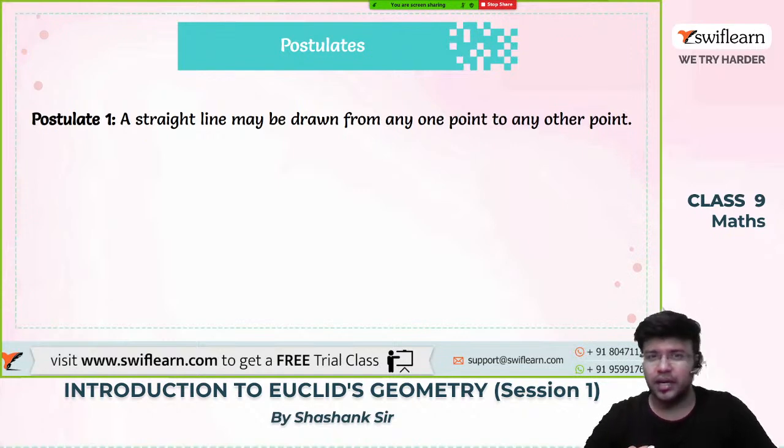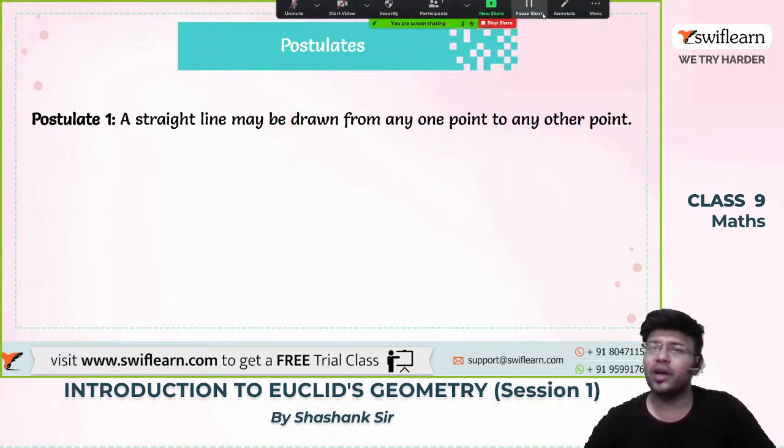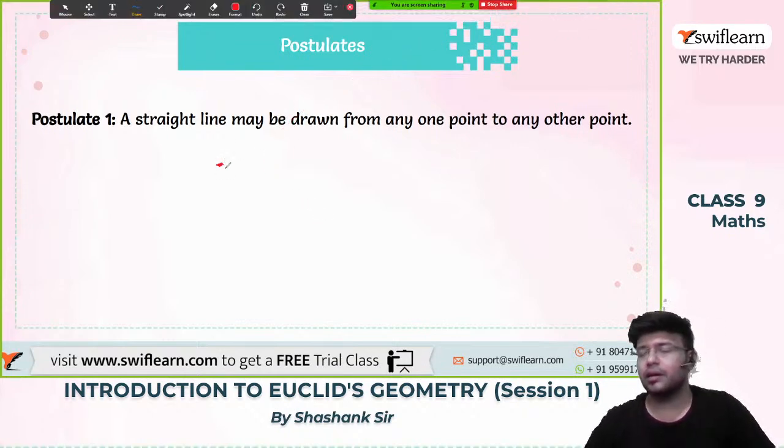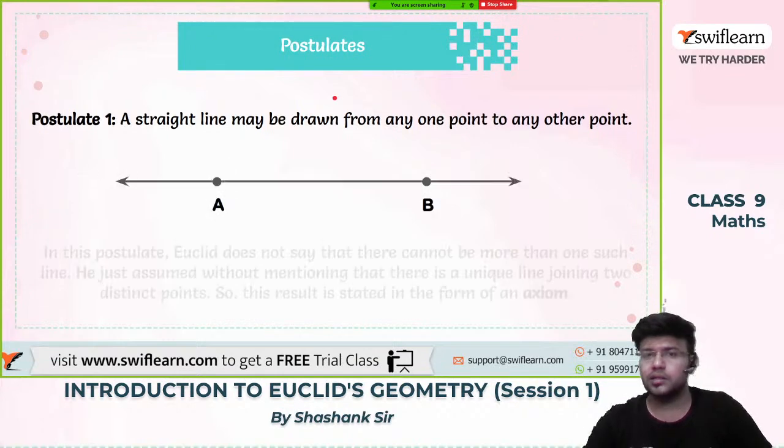Yes. Postulate 1: a straight line may be drawn from any point to any other point. Take a point somewhere in the Cartesian plane. You can draw a line. From here to here we can draw a straight line. This is what postulate 1 says.